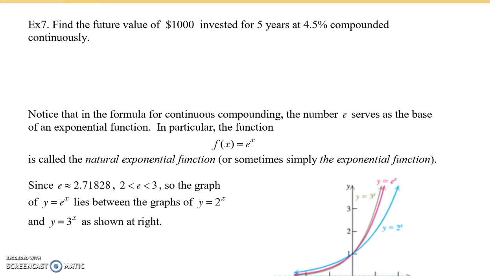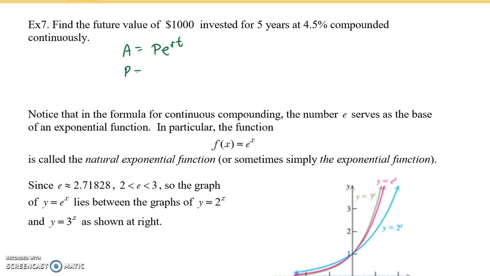Continuing with section 4.1, let's move to example 7. Find the future value of $1,000 invested for 5 years at 4.5% compounded continuously. So here, since it's continuously compounded interest, we're going to use A equals P e to the rt. So we need to choose the correct formula.